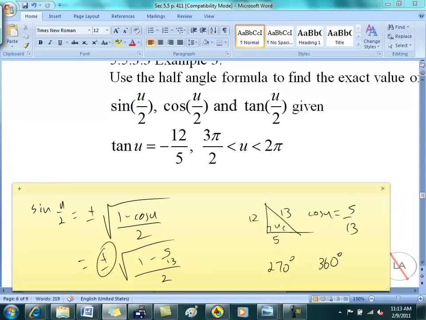Where is u over 2 going to be in? Half of this? Between 135 and 180. Which quadrant is that? 2. Sign is positive.